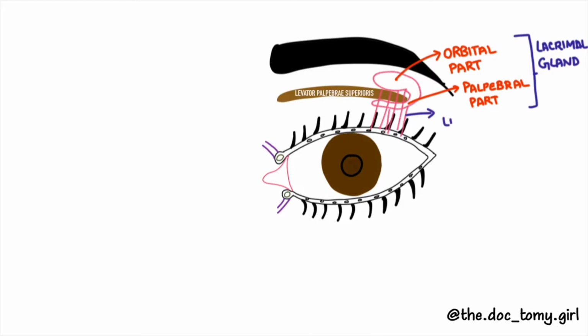Then you can see the lacrimal ducts. Approximately 10 to 12 ducts pass downward from the main gland to open in the lateral part of the superior fornix. One or two ducts also open in the lateral part of the inferior fornix.